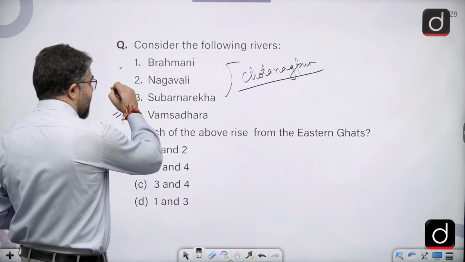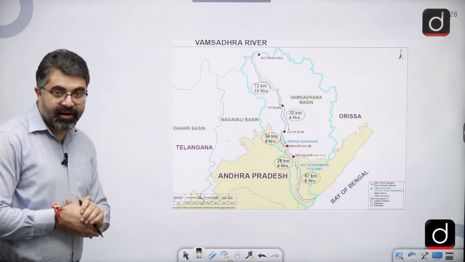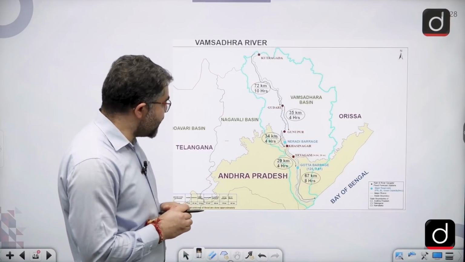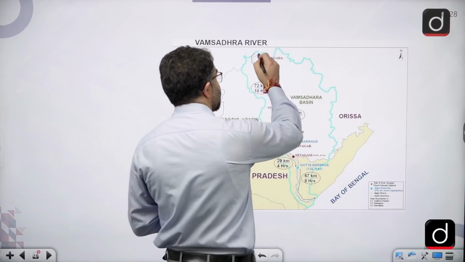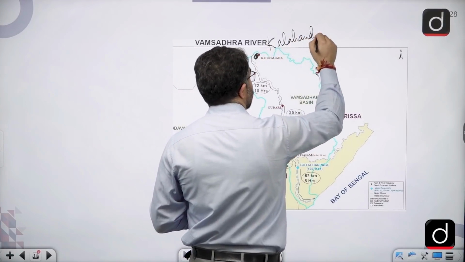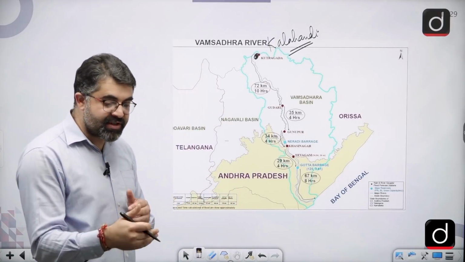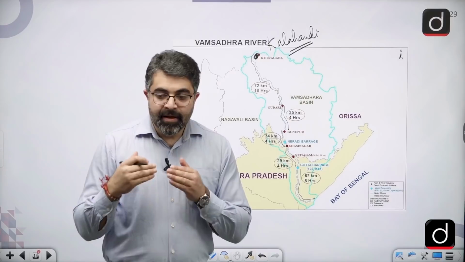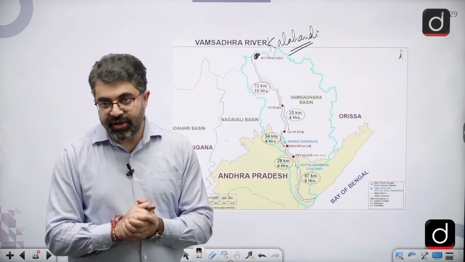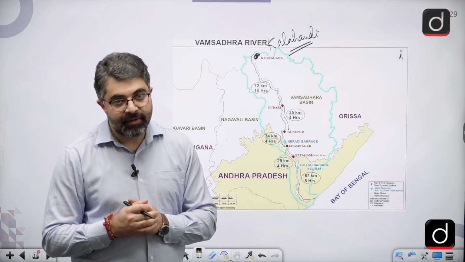Then we have Vamsadhara and Nagavali, right? If you look at the map, this map we had discussed already in current affairs and in other sections too, that the Vamsadhara basin, which originates in Odisha near Kalahandi district, there is a conflict. Rather, the government of Odisha had written to the government of India regarding the water problem or the canal that has been constructed by Andhra Pradesh, and there's a dispute related to water sharing between Andhra Pradesh and Odisha.